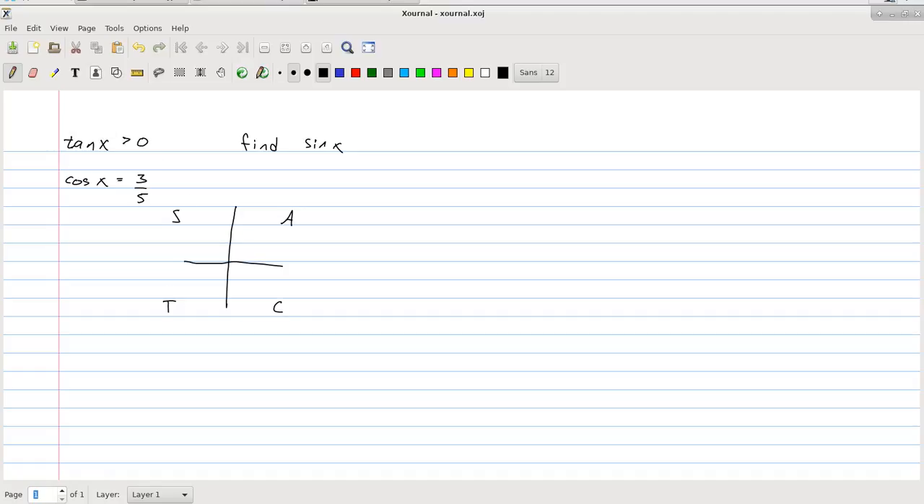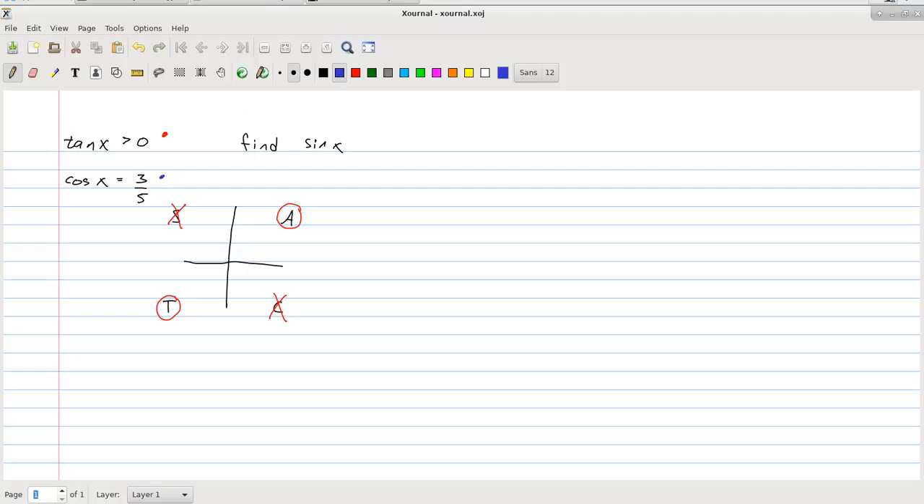First, I see that tangent x is positive. That means we could be in the first quadrant or we could be in the third quadrant, but we can't be in quadrant 2 because only sine is positive, so tangent would be negative. And we can't be in quadrant 4 because only cosine would be positive and tangent would be negative. So we know we're limited to quadrants 1 or 3. That takes care of this fact.